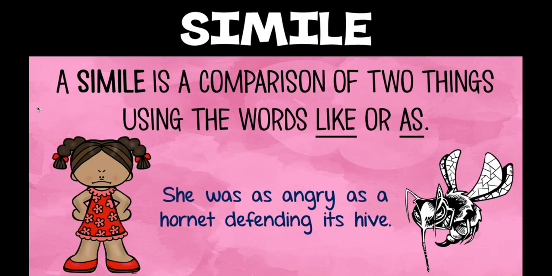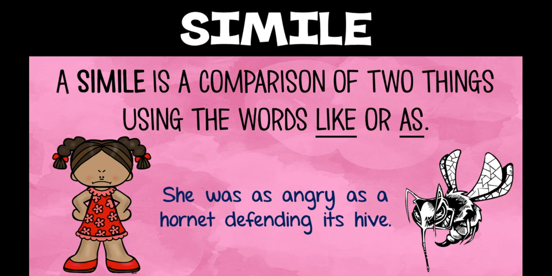The first one we're going to talk about is a simile. A simile is a comparison of 2 things using the words like or as. So it's going to compare 2 things and it's going to use the words like or as. For example, she was as angry as a hornet defending its hive. So in this case, we're comparing she, the girl, to the hornet, and we're using the word as. So that makes it a simile.